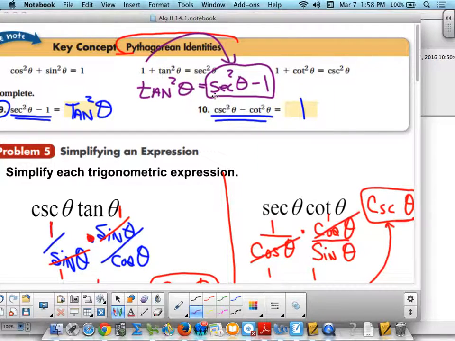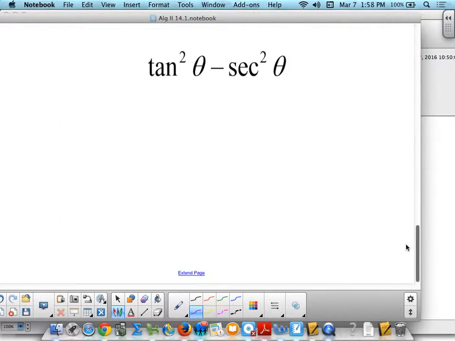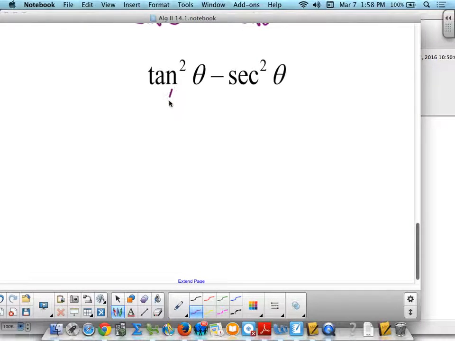You told me tangent squared is secant squared minus 1, right? Take secant squared minus 1 and substitute it in for tangent squared. So what is tangent squared? Secant squared minus 1, isn't it? Minus secant squared. You see what I just did? Guys, I went to your Pythagorean theorem up there, and I solved it for tangent squared, and I wrote this: secant squared minus 1 minus secant squared. What do you think is going to happen here?